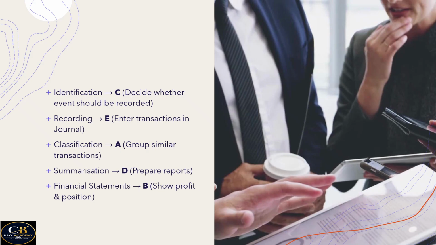Correct answer is identification. Decide whether event should be recorded. Recording. Enter transactions in journal. Classification. Group similar transactions. Summarization. Prepare reports. Financial statements. Show profit and position. Right?